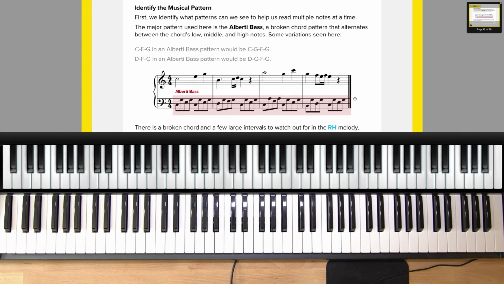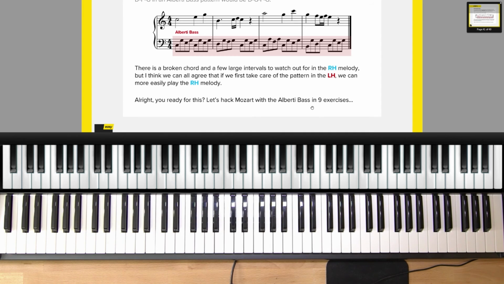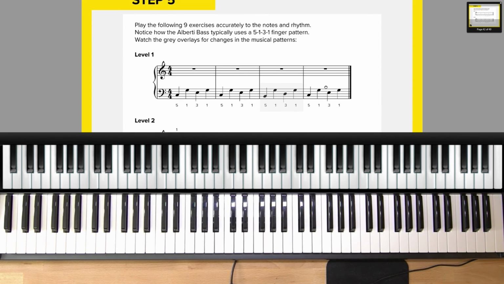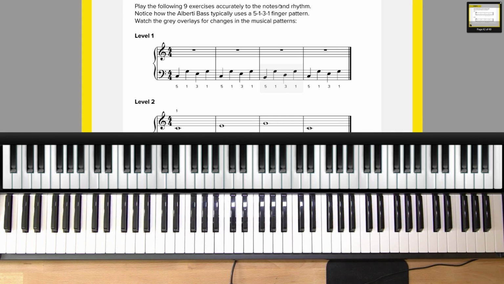I've broken this down even simpler to show you the progression, okay? Let's jump ahead to step 5, the 9 exercises.